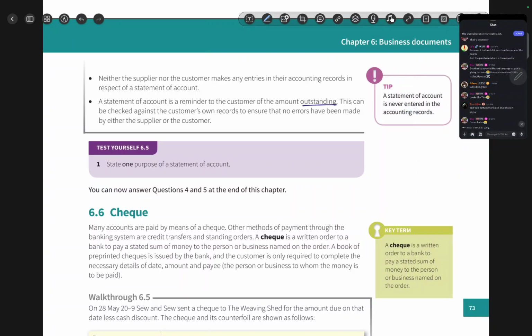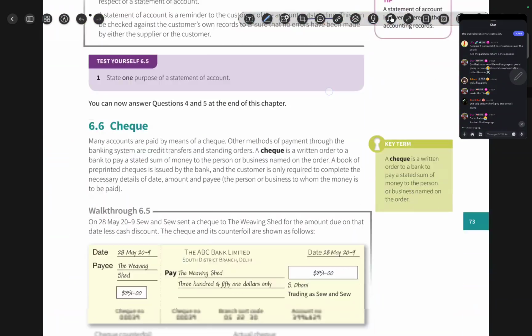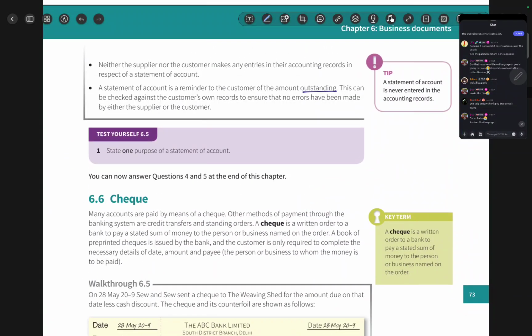A statement of account is never entered in the accounting records because it's a summary of everything that already happened and you already recorded all of that. Okay, moving on. The purposes of a statement of account: you can just say it's a summary of the month. It's a reminder to the customer of the amount owing. It's to check, to reduce fraud. You can put anything.